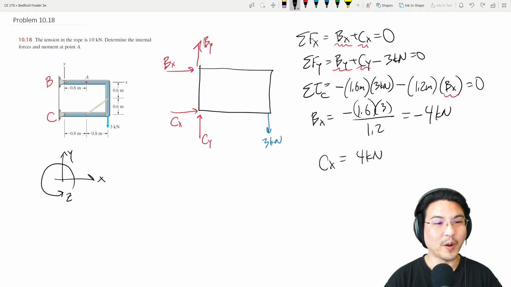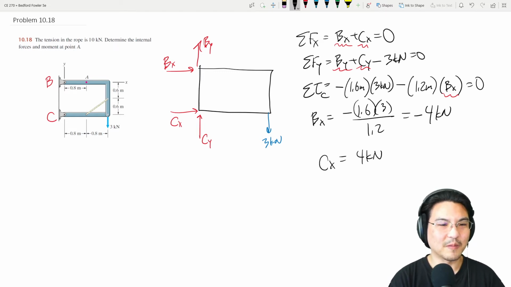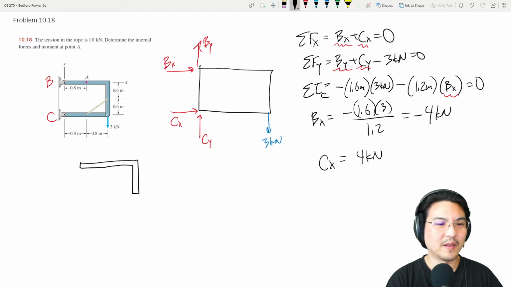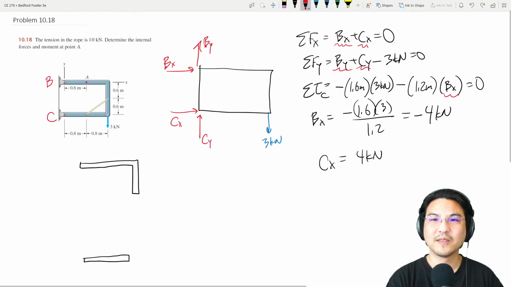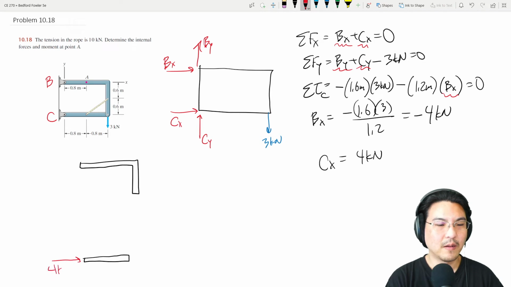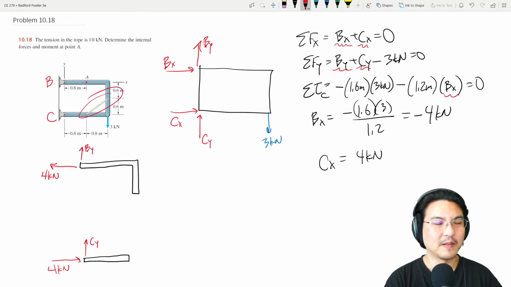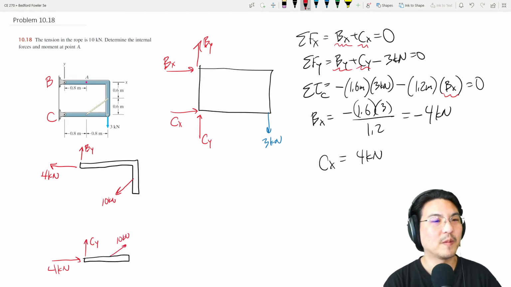Since it's a frame, we can break it apart. Okay, so then there's space over here. There's this part over here, and then this part over here. And then, actually, we already know these. Let me fill those in. So Cx is 4. Cy, we don't know. Bx is negative 4. By is unknown. Okay, and then let's not forget this tension over here. Actually, that's known, 10 kilonewtons. 10 kilonewtons. All right.